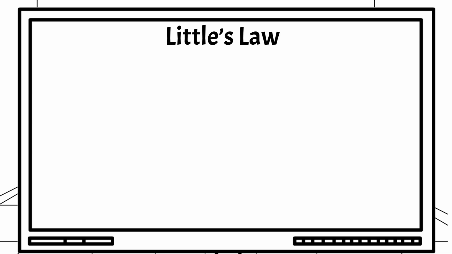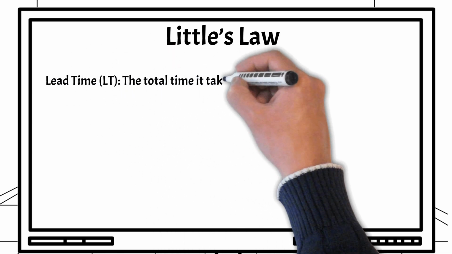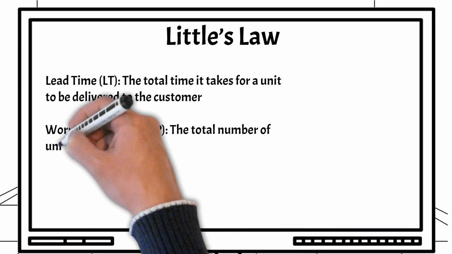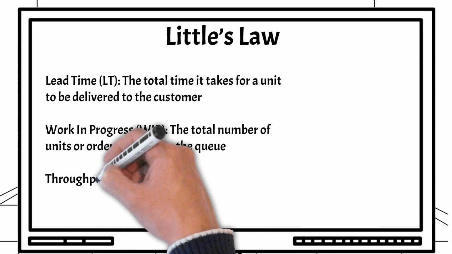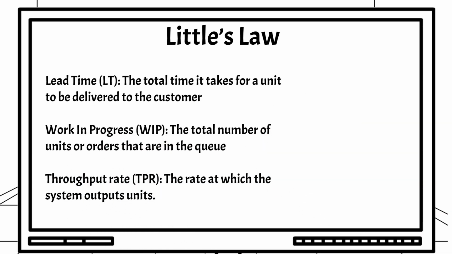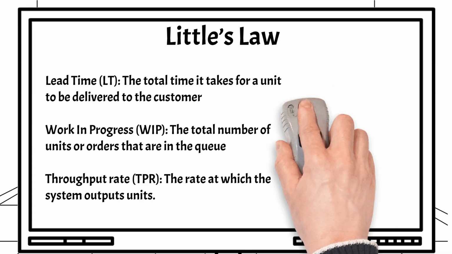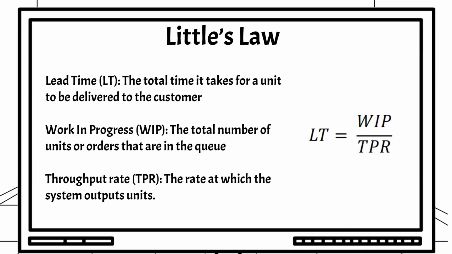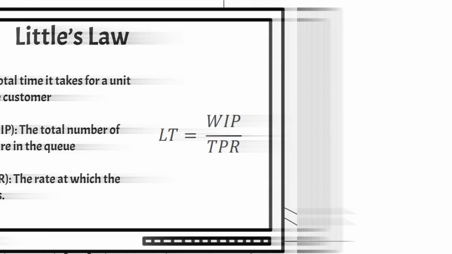Let's start by defining the terms. Lead time, LT, the total time that it takes for a unit to be delivered to the customer. Work in progress, WIP, the total number of units or orders that are in the queue. Throughput rate, TRP, the rate at which the system outputs units. The formula is LT is equal to WIP divided by TRP.